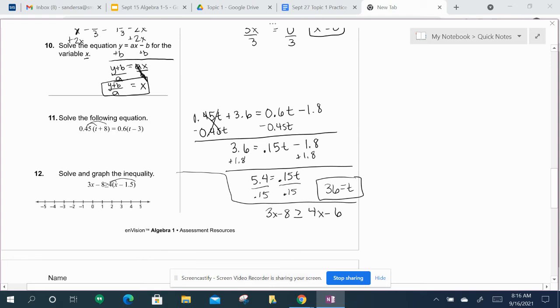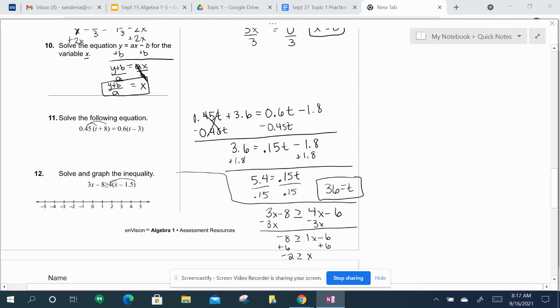That 4 times negative 1.5 is 6. All right, now I'm going to work toward getting my x's together and my numbers together. This can go in a number of different places, and so your solving may look different than mine, but I'm going to choose to subtract 3x from each side. And when I do that, I end up with negative 8 is greater than or equal to 1x minus 6. Then I'm going to add 6 to each side and get negative 2 is greater than or equal to 1x or just x.